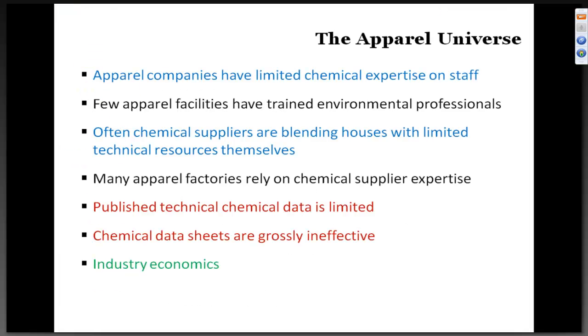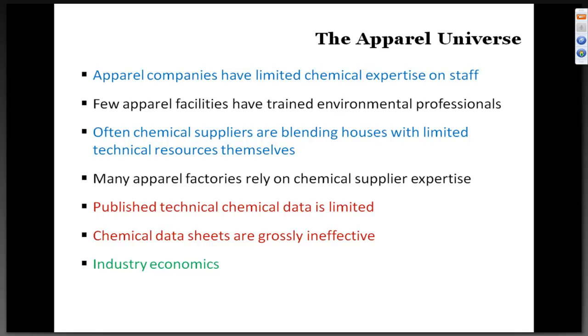Now I'm going to progress or digress a little bit, however you want to look at it. Again, a lot of times people ask us about our chemical management system, and I'm just going to give you a quick peek into it. The apparel industry is a tough industry to be in. It's typically a lot of mom and pop operations, low income, tight profit margins. When you go to apparel companies, it's rare that you find any chemical expertise on staff. They have virtually nobody to refer to. They also rarely have any trained environmental professionals.